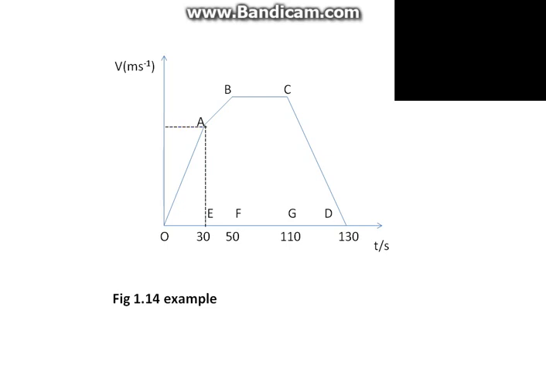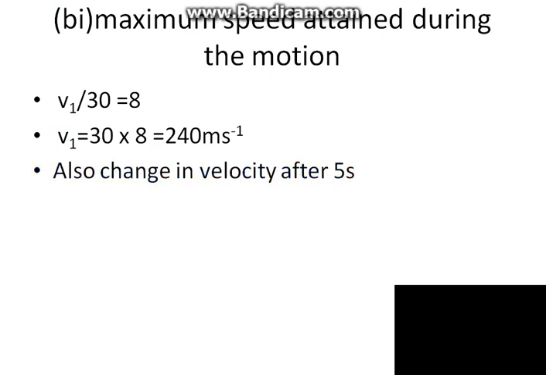(i) v1, maximum speed attained during the motion. v1 over 30 is equal to 8. Then making v1 the subject of the formula, you have 30 times 8, which will give us 240 meters per second. Also, change in velocity after 5 seconds is equal to v2 minus v1 all over 20, which is equal to 5.